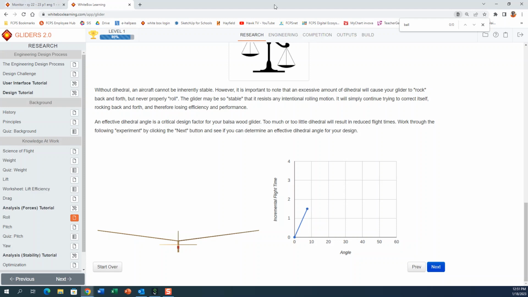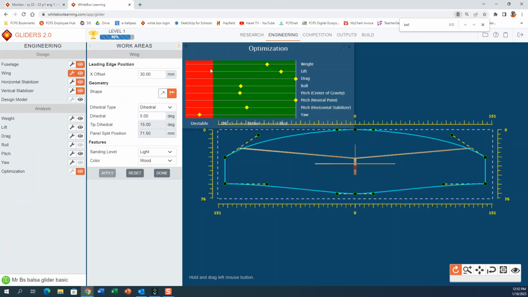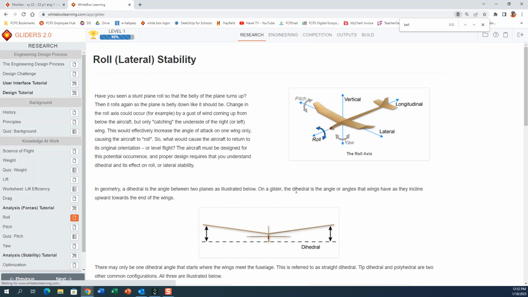So let's pop over here real quick. And let's set that angle to 8 degrees. It defaulted to 5. I'm going to set it to 8. Boom. Our roll improved, okay? Still has a way to go. Let's go back over and see what research tells us.